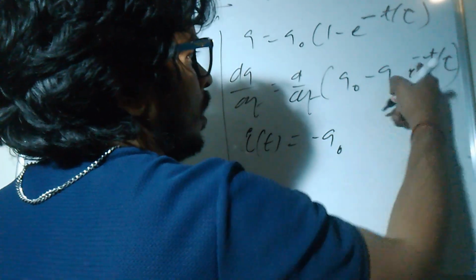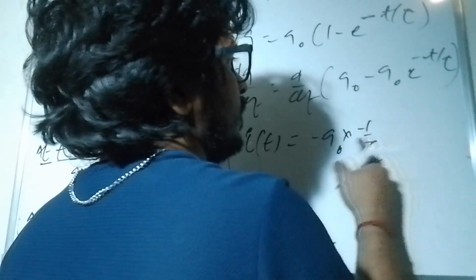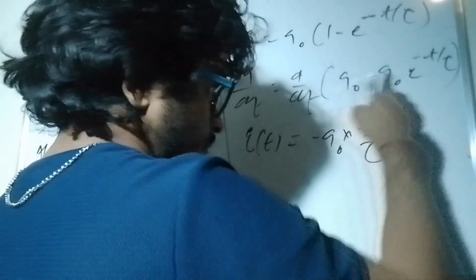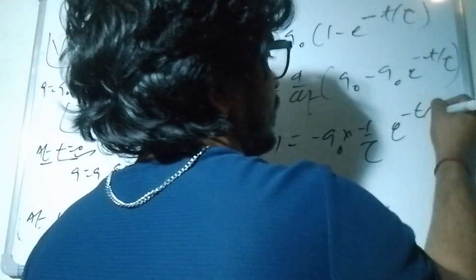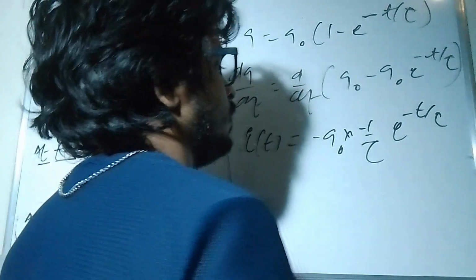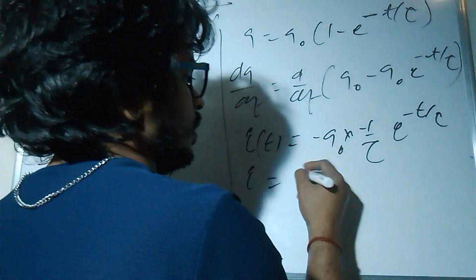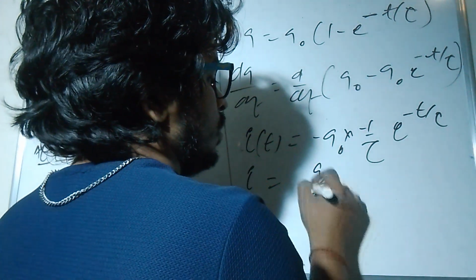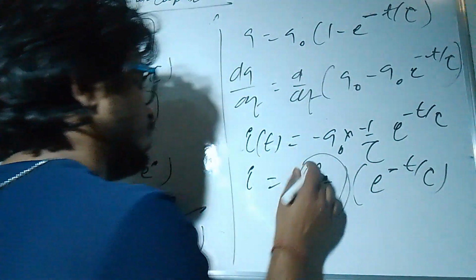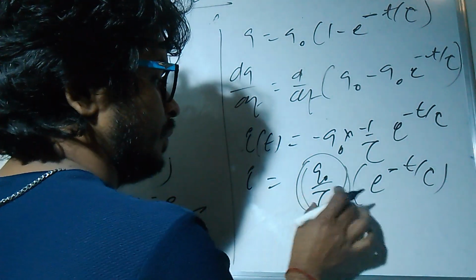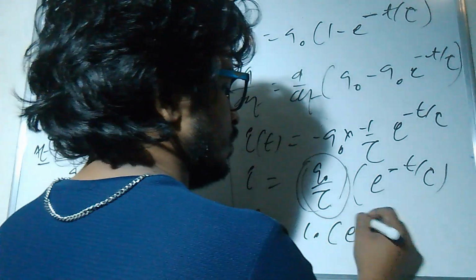So this is minus Q naught and minus 1 by tau; taking minus 1 by tau outside, we have e to the power minus t by tau, and the derivative of t is 1. So basically I equals Q naught by tau into e to the power minus t by tau. Q naught by tau we replace as I naught, so I equals I naught e to the power minus t by tau.